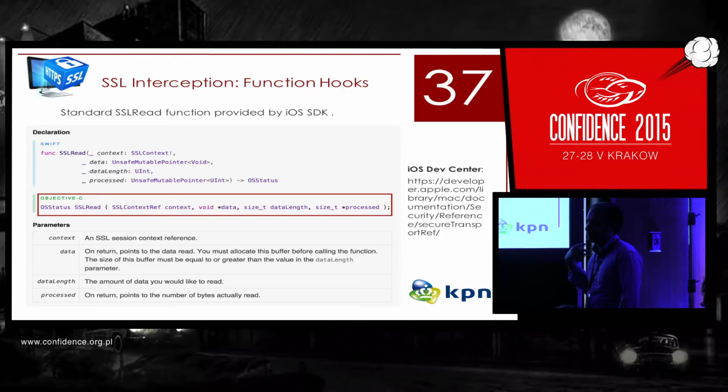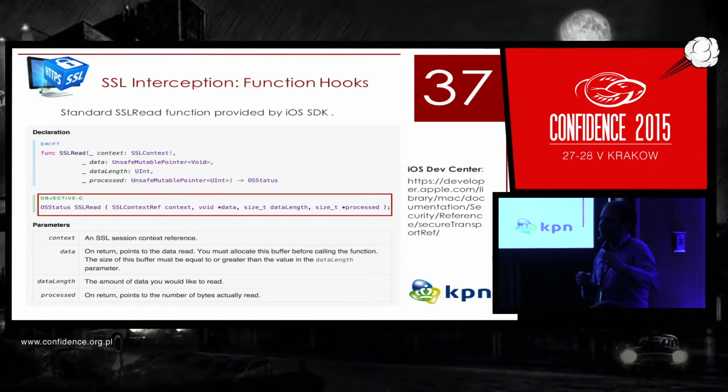This time function hooking comes into play. Function hooking is a technique where you call a function created by you, obtain the information passed to the function, and then let the function work as it is supposed to. The iOS SDK defines the SSL implementation as follows. The SSL context needs to be defined, and the data passed as a pointer, with data length and size to be processed.